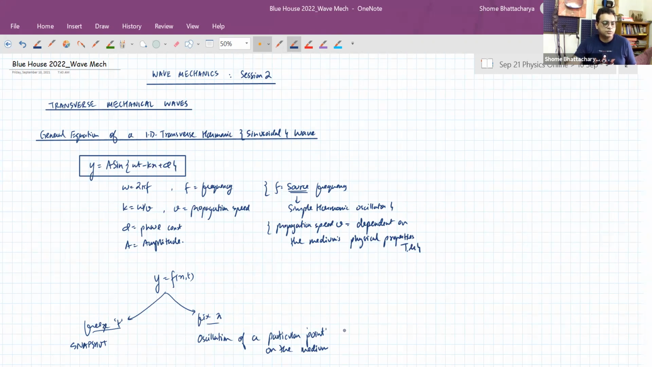Now today we will begin by understanding a couple of more terms. And the first of them is the concept of wavelength, which will be understood from the snapshot picture.